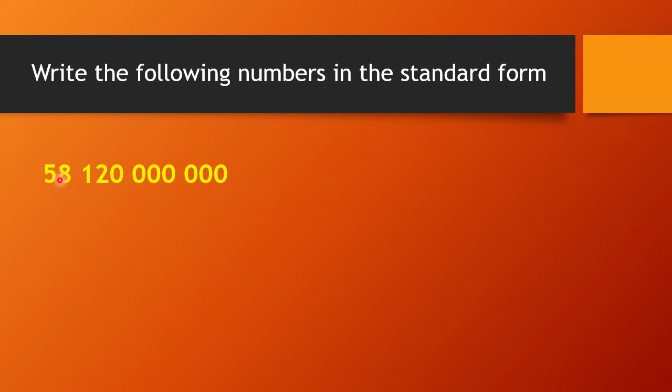So it will be 5.812 times 10 power. We move the decimal point 10 places. So it will be 10 power 10. Why 10? Why not -10? Because we moved the decimal point to the left, no, not to the right.